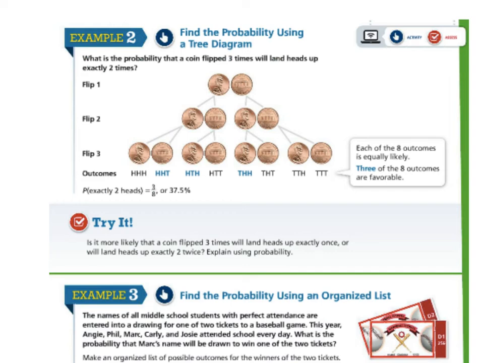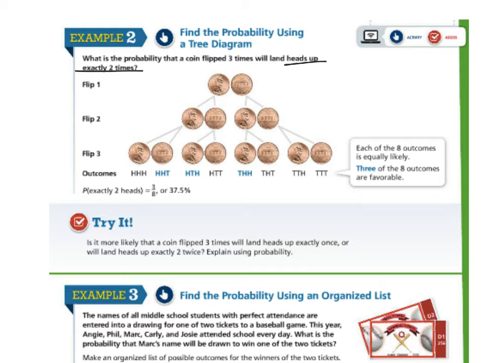In example 2, we're going to use a tree diagram and flipping a penny, or flipping another coin 3 times, and determine the probability that when the coin is flipped 3 times, it will land heads up exactly 2 times. Since flipping a coin produces 2 possible outcomes, heads or tails, each time it is flipped, you can use this tree diagram to trace and look for all the places where exactly 2 heads have occurred.